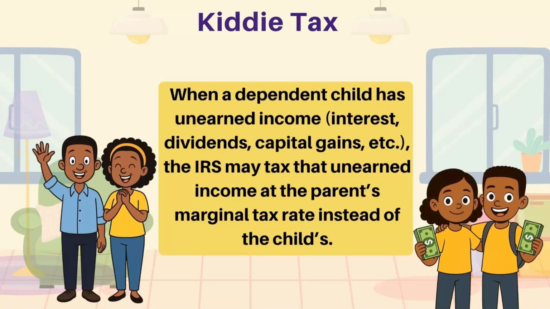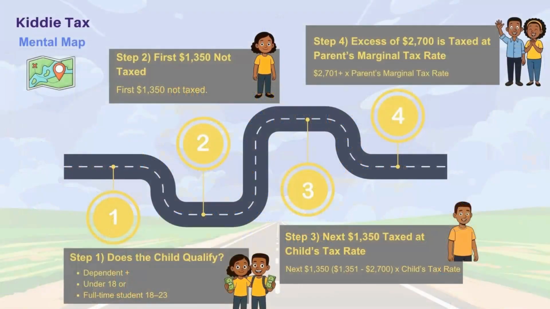If a child has unearned income, meaning things like interest, dividends, capital gains, passive income, and that child is still considered dependent, the IRS can tax that unearned income at the parent's marginal tax rate instead of the child's. So we have a very simple 4-step mental map that you are going to need to remember, and this calculation will be easy money on the exam.